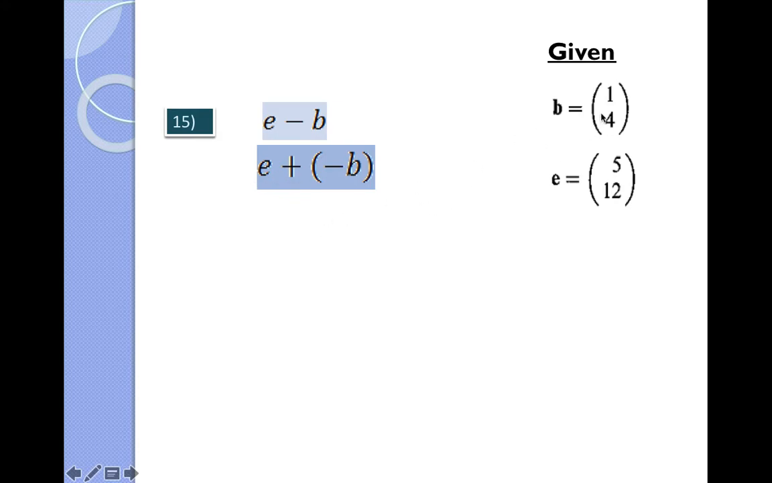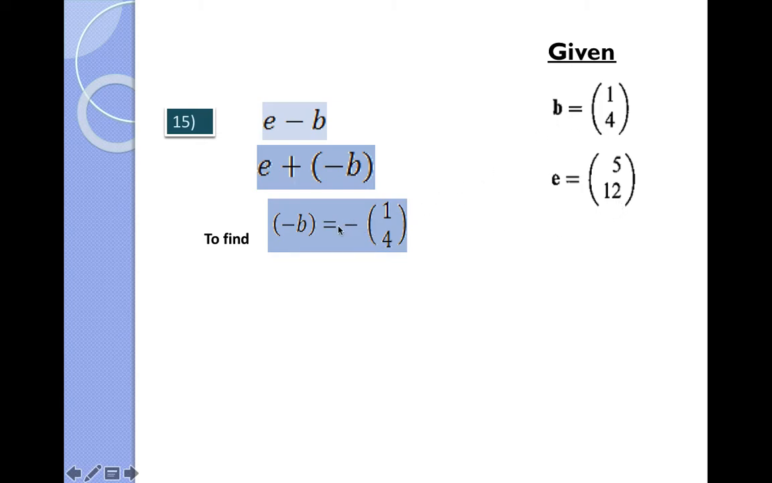So when you substitute the components here, we first have to find negative B. So negative B here: the components of B are x component 1 and y component 4.